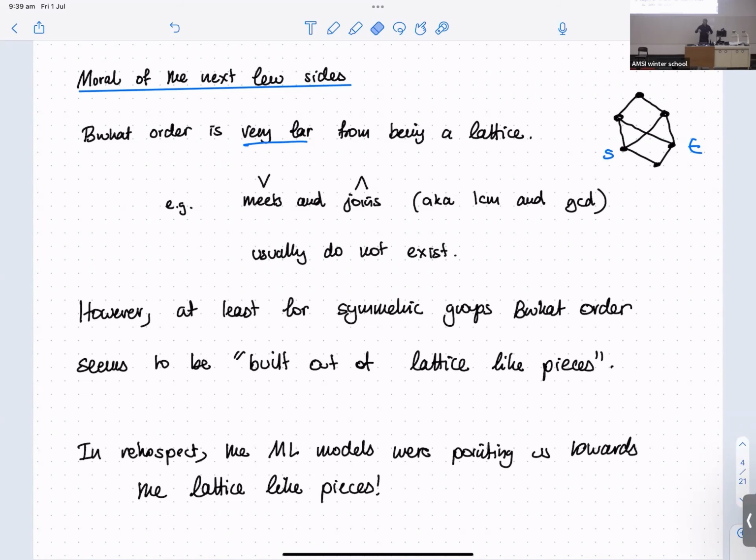The remarkable thing, and I'm not an expert in combinatorics, but I don't think this has really been noticed before, is that Bruhat order for symmetric groups seems to be built out of lattice-like pieces. And the ML models that I was discussing last night were basically pointing us in the direction of these lattice-like pieces. The machine learning models were saying, look at the following edges. And then I was looking at these edges and noticing that they have unique joins, very, very often unique meets and joins. So it's pointing us towards these lattice substructures inside Bruhat order. And I started feeling like, this is crazy. In every example I was doing, I was getting these lattices. This cannot be a coincidence.